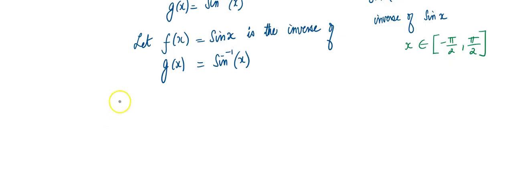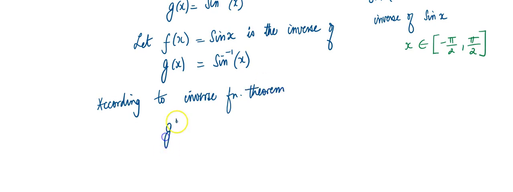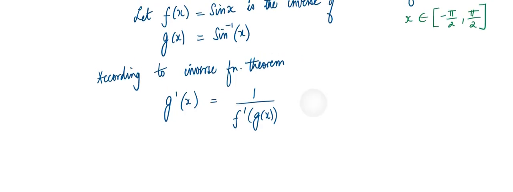Now with this, according to the inverse function theorem, I need to find g prime of x, which is 1 over f prime of g of x. Okay, this is the theorem. So I'm trying to work towards this. And as you can see clearly, we need to find the derivative of f and evaluate it at g of x in order to get this g prime of x. And it has to happen in the denominator and all that.